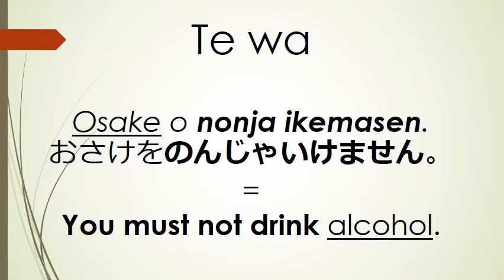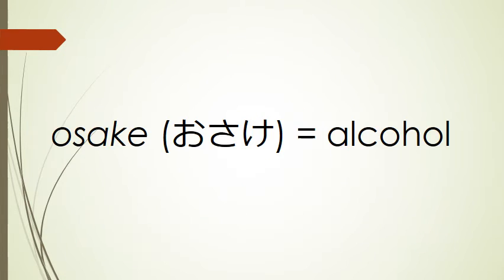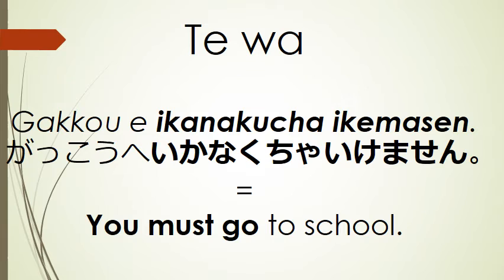And if I wanted to say you must not drink alcohol or drinking alcohol is forbidden, instead of saying osake o nonde wa ikemasen, I could say osake o nonja ikemasen. And that new word, osake, means alcohol. And finally, if I wanted to say you must go to school, instead of saying gakko e ikanakute wa ikemasen, I could say gakko e ikanakucha ikemasen.